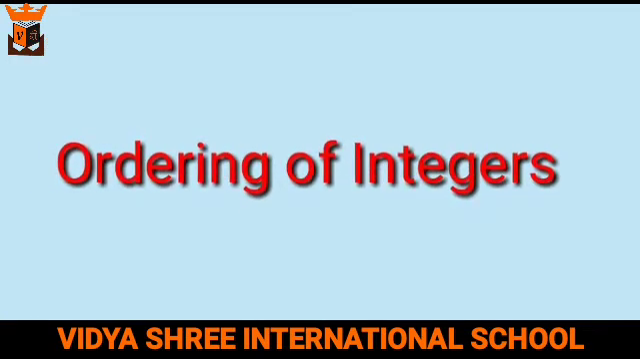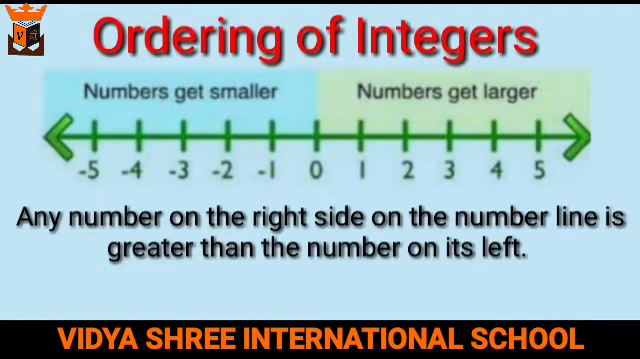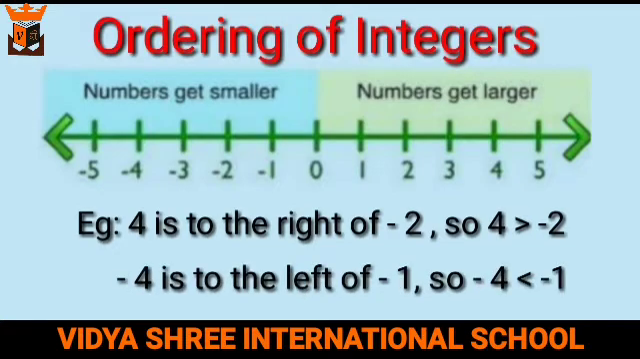Ordering of integers. From the above number line, we can see that as we go to the right side, the numbers are getting larger. And as we move to the left, the numbers are getting smaller. So hence, any number on the right side on the number line is greater than the number on its left. For example, 4 is to the right of -2, so 4 is greater than -2. -4 is to the left of -1, so -4 is less than -1.